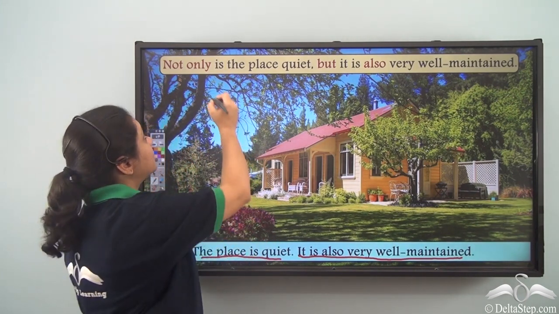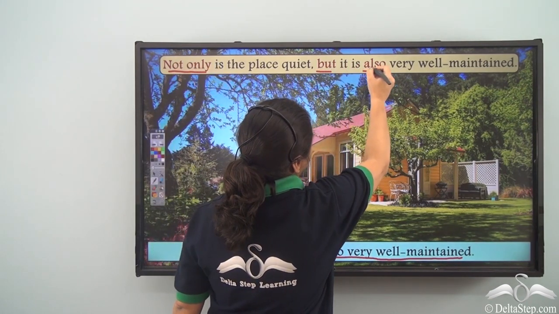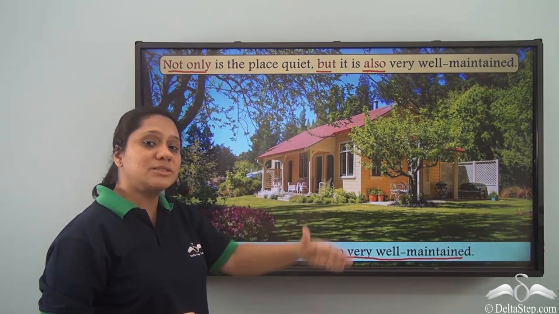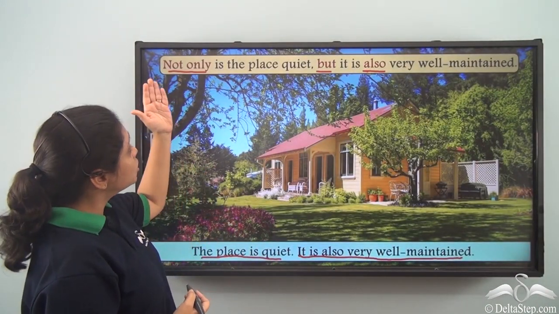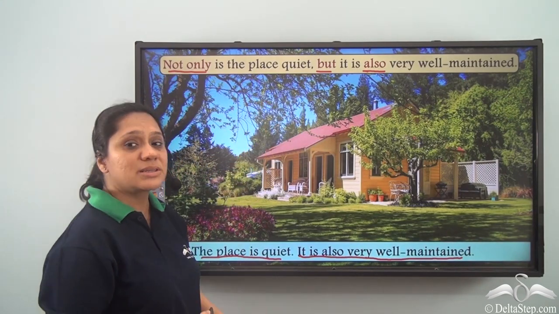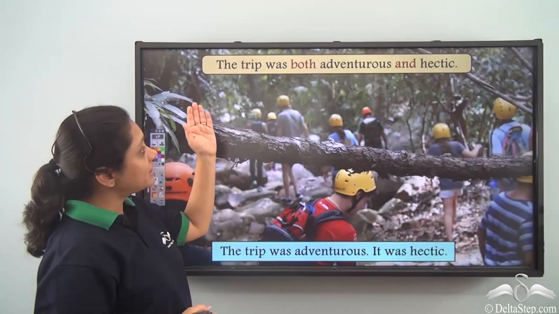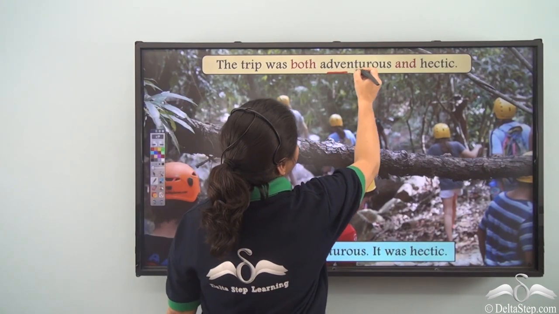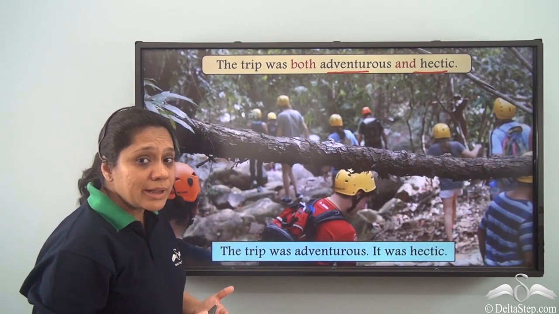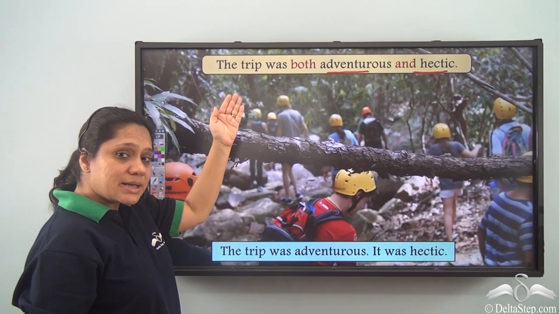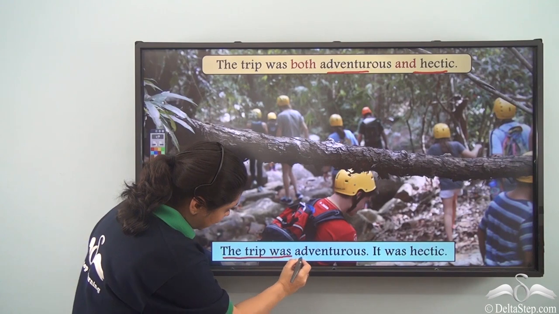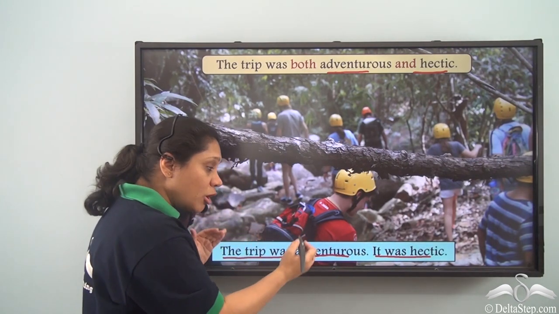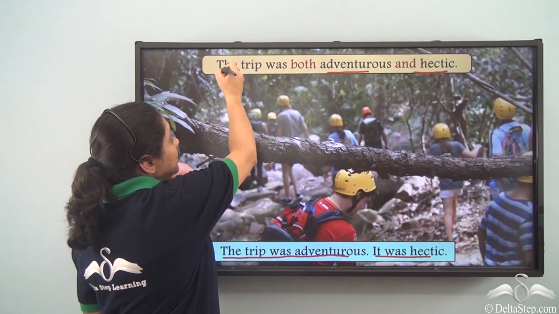So when we have joined them with the conjunction not only, but also, we have used this conjunction in different places. And usually not only, but also is used to get the meaning out of the sentence. So we can say not only, but also is a correlative conjunction. Now let us read this sentence. The trip was both adventurous and hectic. So adventurous, hectic are both equally important to describe the trip. So this sentence is made up of two clauses. The trip was adventurous. It was hectic. Now both these clauses are independent clauses, and both of these are equally important to describe the trip.